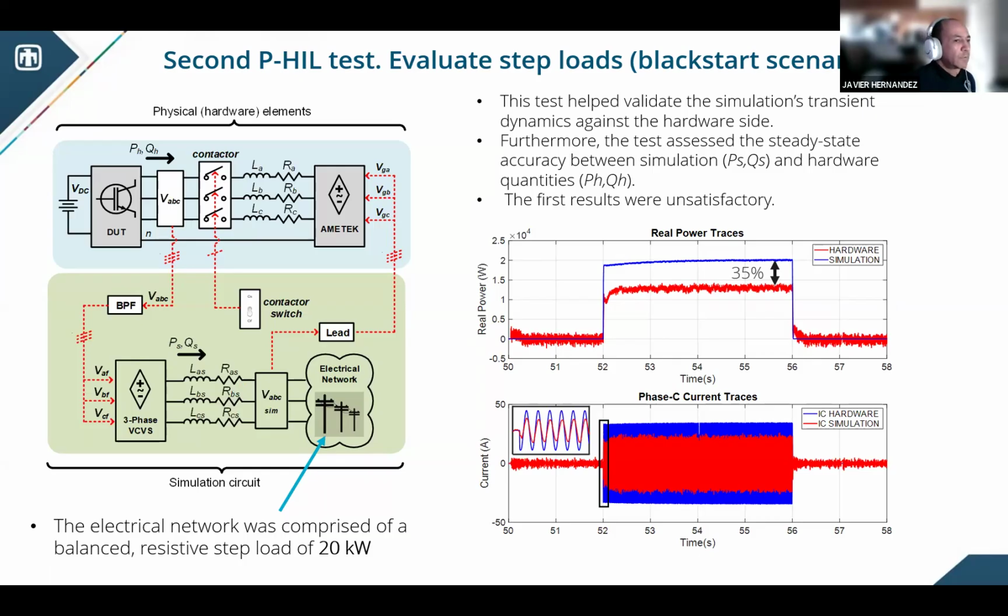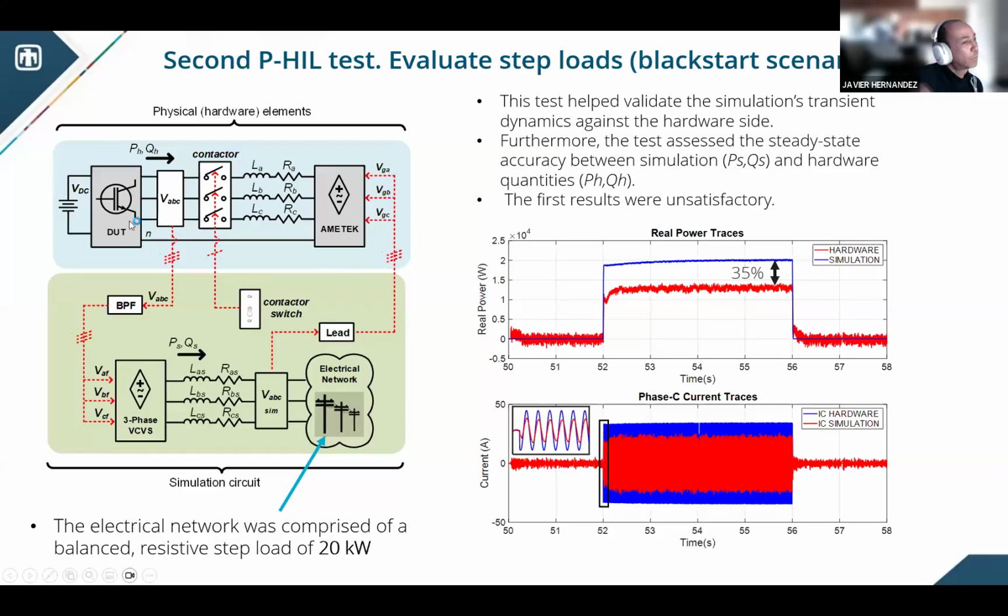The first results that we ran on this one were unsatisfactory because between hardware and simulation, we had a mismatch on power and current of 35%, okay? And again, we felt a little bit disappointed about this test because we struggled to figure out where the source of the inaccuracies was. Eventually we realized that we didn't take into account the isolation transformer, or the reactance of the isolation transformer, internal to this device.